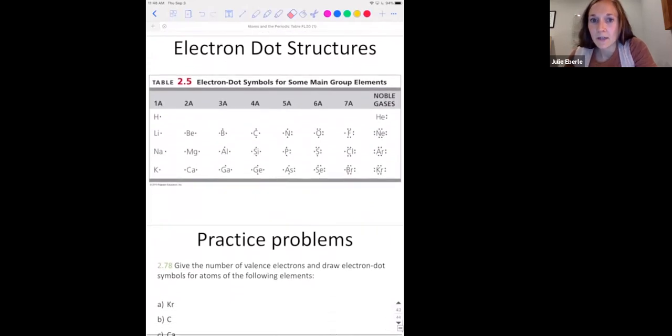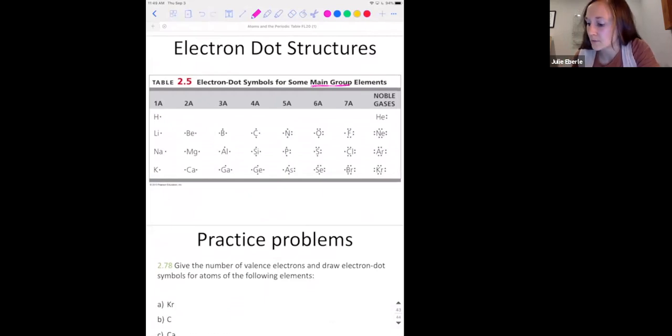All right, electron dot structures. This is pretty much the last thing I want to communicate to you today. Electron dot symbols for some main, notice we're just talking about the main groups here. We will not draw electron dot structures for any element that's not in a main group. I basically want you to be able to quickly represent and draw out how many valence electrons an element has. That's what an electron dot symbol does.